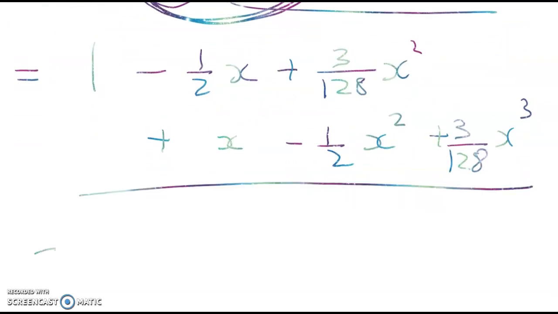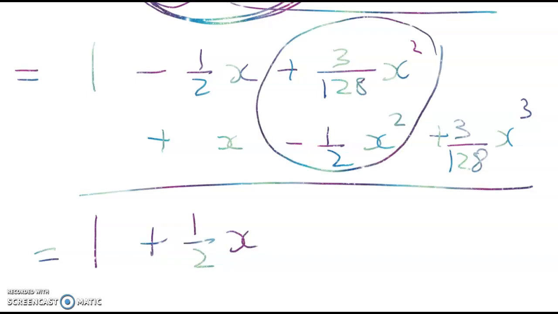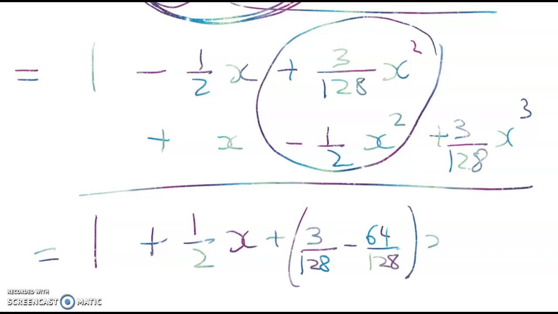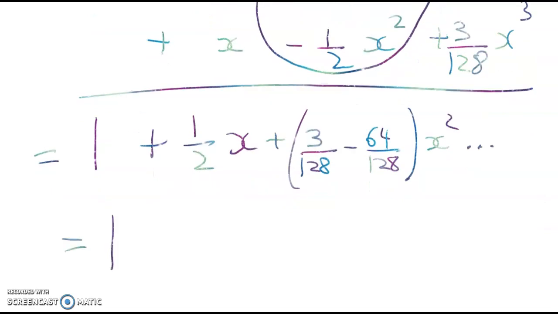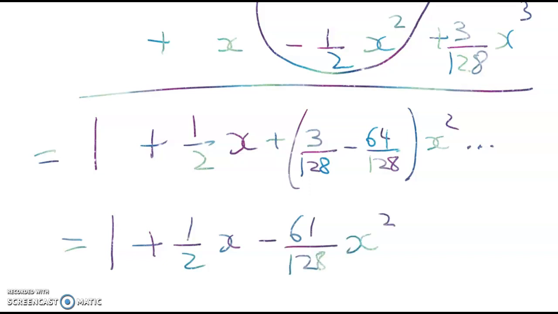And then we add this up. And it makes it very easy. Well, I reckon it makes it very easy if you do it in place value columns. So we get 1 plus 1/2 x. And now this is a pain, right? So I know you're going to use your calculators. That's okay. But I'm going to do it the proper way. So we get 3 over 128 minus 1/2 is 64 over 128. X squared dot dot dot, which gives me 1 plus 1/2 x minus 61 over 128 x squared.